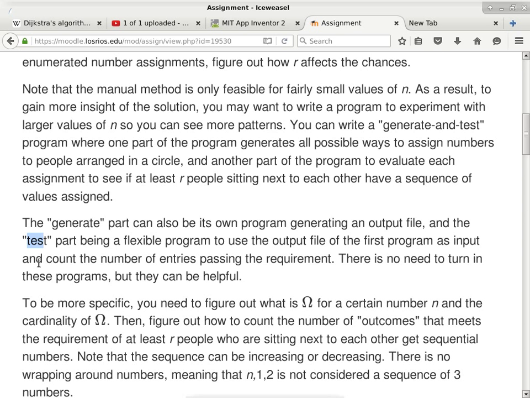Yep? Just for clarification, so the test program is going through to figure out how many of those numbers fall into a sequence? That's the test? Right.